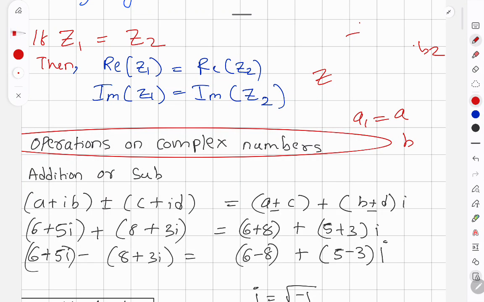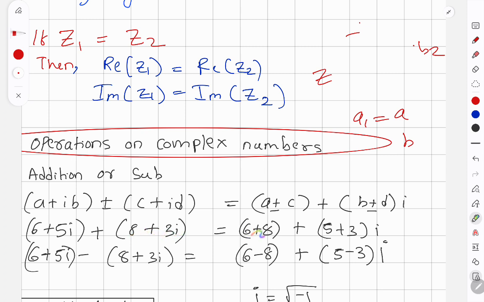Then some basic operations on complex numbers. If you want to add or subtract two complex numbers, you can just add or subtract the real parts, and add or subtract the imaginary parts. I have taken an example: 6 plus 5i added with 8 plus 3i.